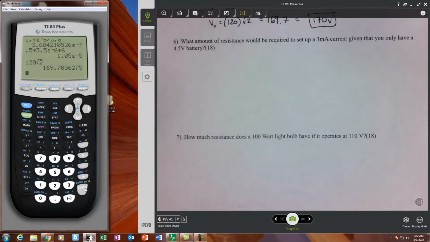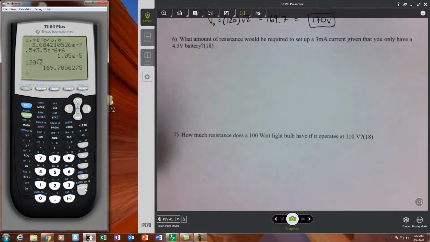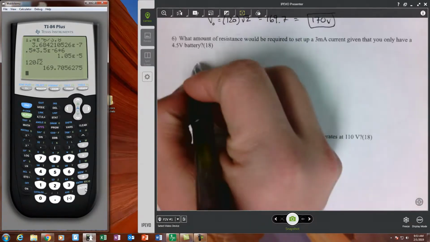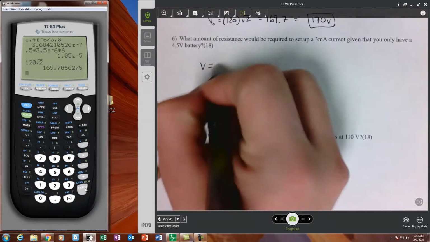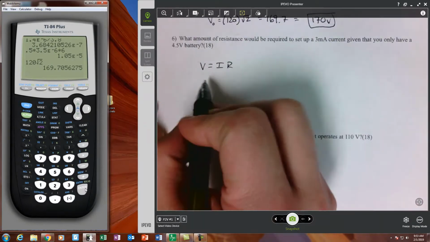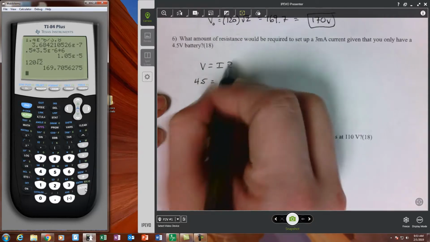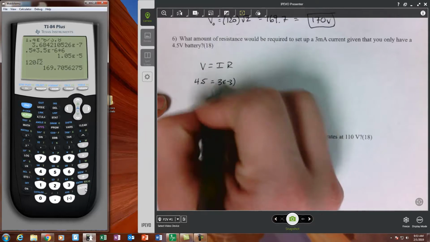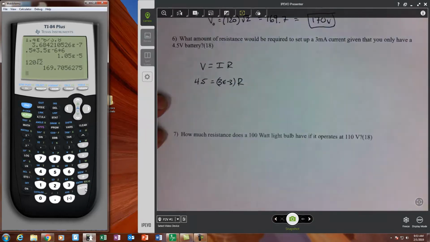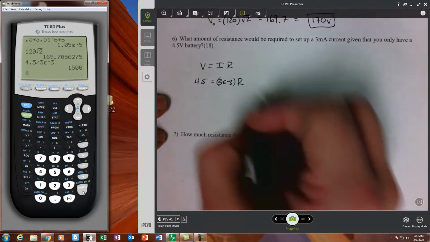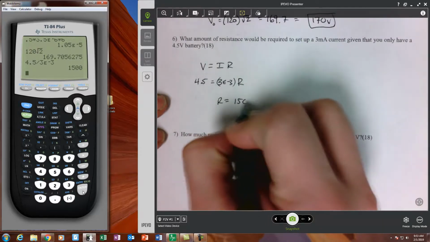So what amount of resistance would be required to set up a 3 milliamp current given that you only have a 4.5 volt battery? So this is straight Ohm's law. V equals IR. The voltage is 4.5 volts from the battery. We want 3E negative 3 amps. And the question is, how much resistance do we need? So this is just 4.5 divided by 3E negative 3. And we get 1500. So R would have to be 1500 ohms.